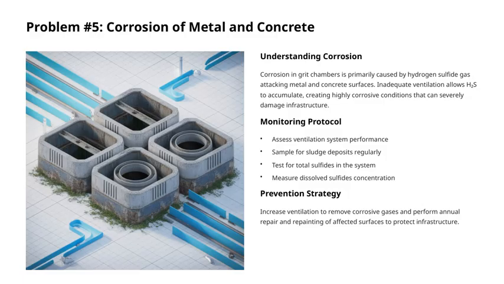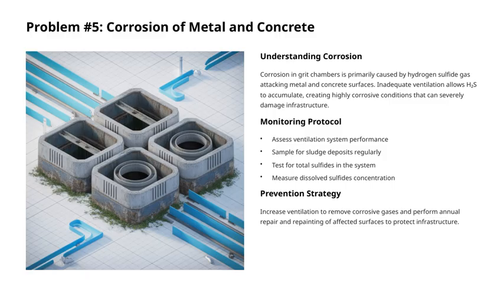Let's talk about problem 5, corrosion of metal and concrete. Corrosion in grit chambers mainly happens because hydrogen sulfide gas, or H2S, attacks the surfaces of metal and concrete. When the ventilation isn't adequate, this gas can build up, creating really corrosive conditions that can cause serious damage to the infrastructure. To manage this, we need a solid monitoring protocol.